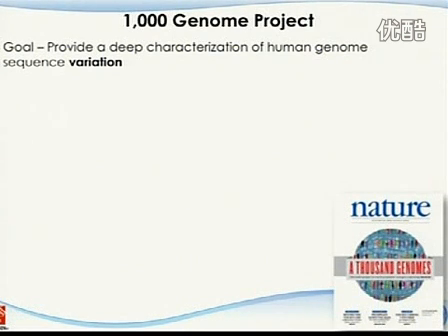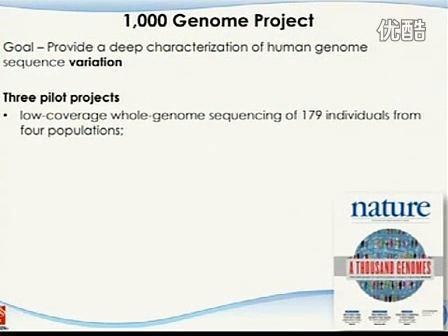The first one is the 1000 Genomes Project. It's not something an individual lab can do. It's a consortium of many labs, and the NIH put big money in there. The goal here is to provide a deep categorization of human genome sequence variations. So we are not happy with only the reference genome anymore. We want to know what the variation is in our human genome.